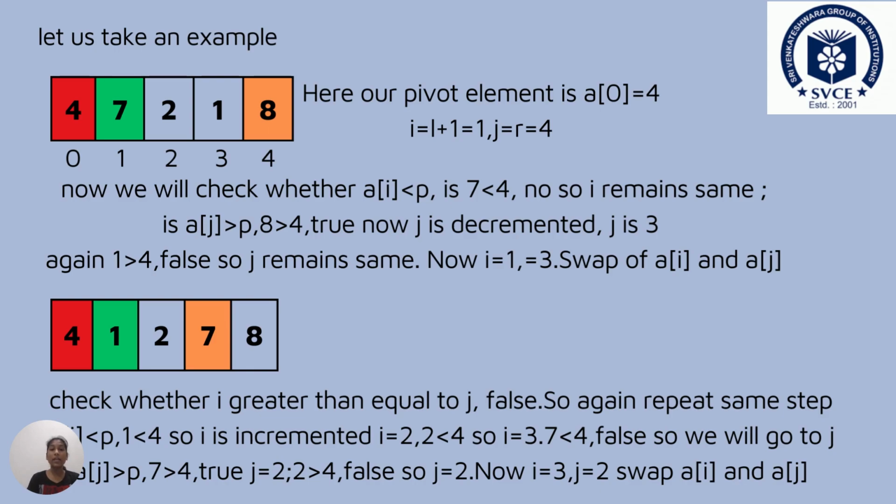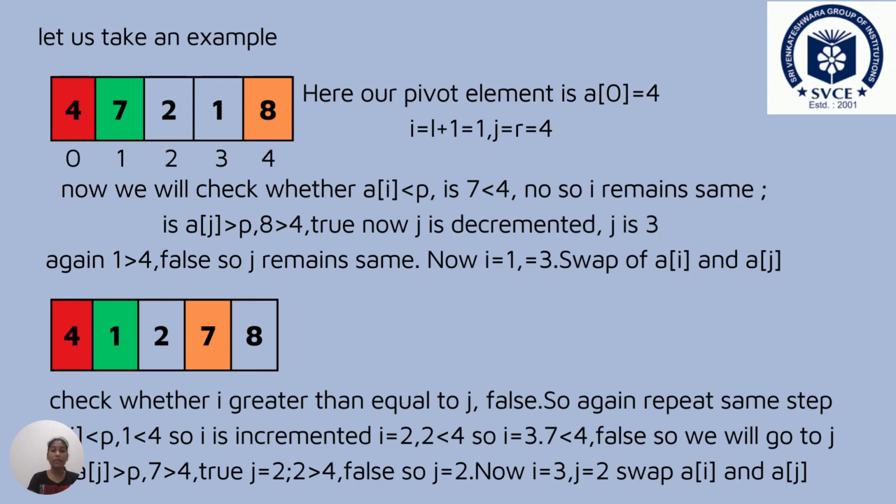Now let us check whether A of 3 is greater than pivot or not. A of 3 is 1. 1 is not greater than 4. So J remains the same. Now I is equal to 1 and J is equal to 3. Now we will swap A of I and A of J. That is, 1 and 7 get swapped.